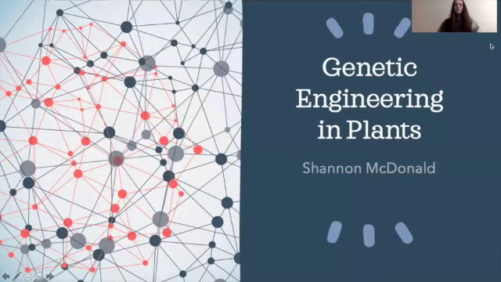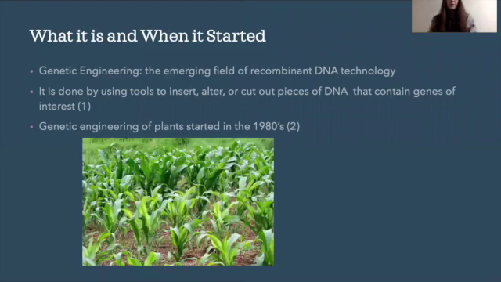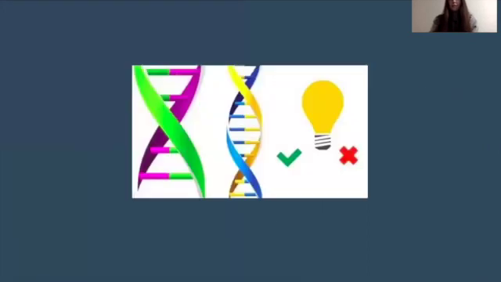I chose to research genetic engineering in plants. Genetic engineering is the emerging field of recombinant DNA technology. It's done by using tools to insert, alter, or cut out pieces of DNA that contain genes of interest. Genetic engineering of plants started in the 1980s, and there's been a greater understanding of DNA within the last 50 years, which has allowed for genetic engineering to develop very rapidly.